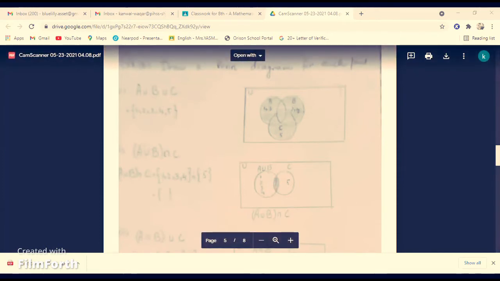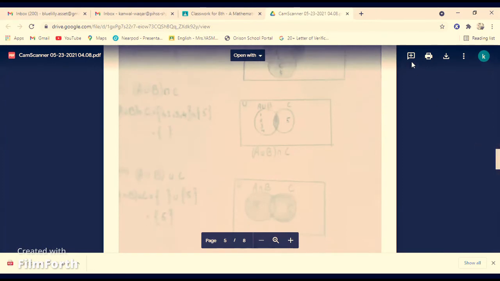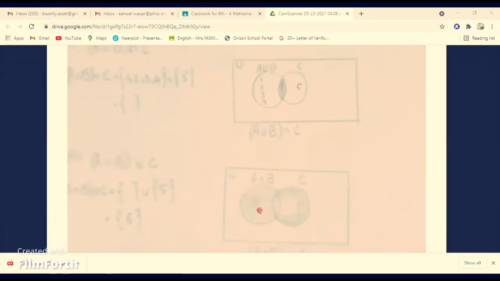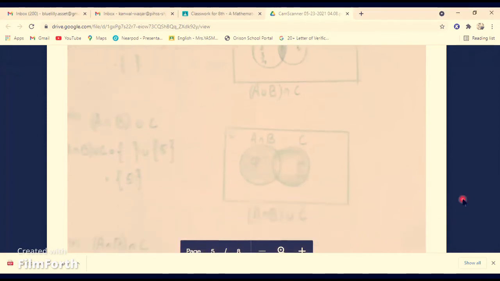Then we have the next one. In this case, intersection of two sets and union of the third set. First, find out the intersection. When we take the intersection, we come to know that there is nothing, means empty set, and union 5. So empty set is there, 5 is there. For union, we shade both circles. This is the Venn diagram.